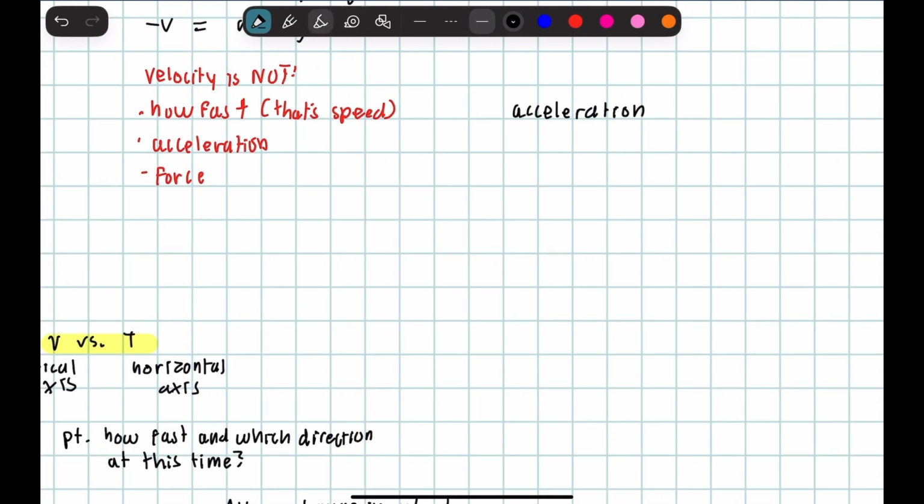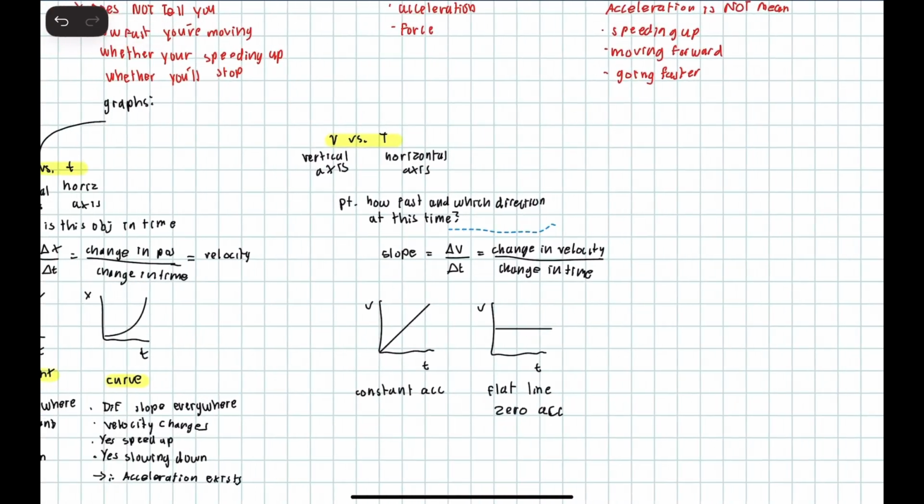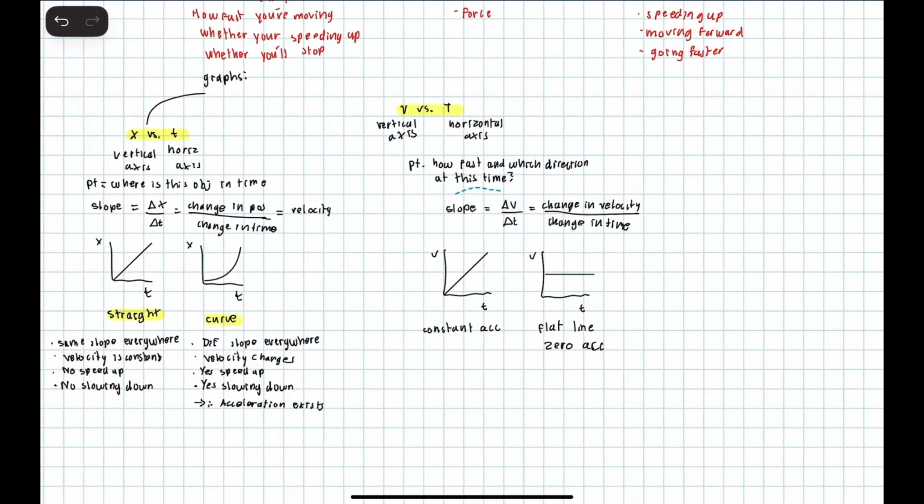Acceleration. Now, this is the culminating thing. Acceleration is the change in velocity. So we're stacking these concepts. Now, acceleration does not mean necessarily speeding up, moving forward, or growing faster, which are things that people always equate. There's actually rules for this. So let's make a little room.